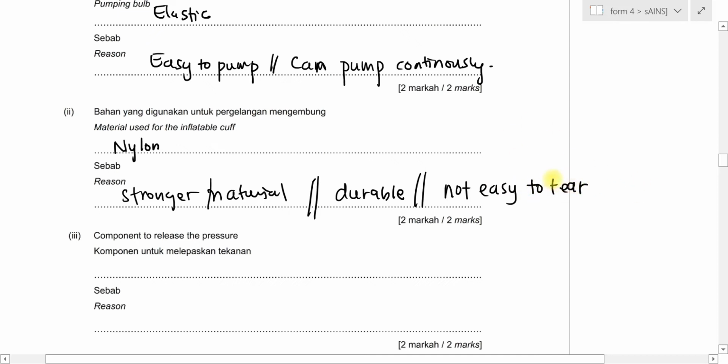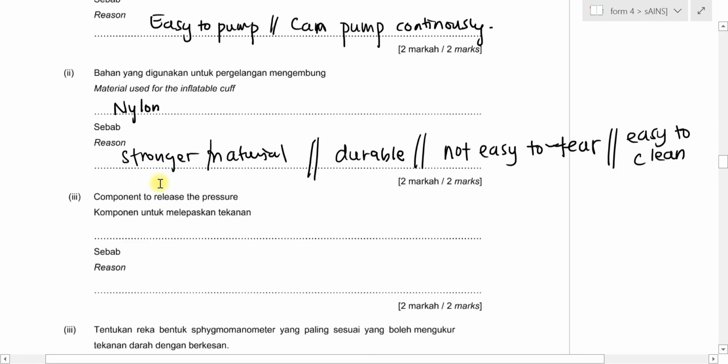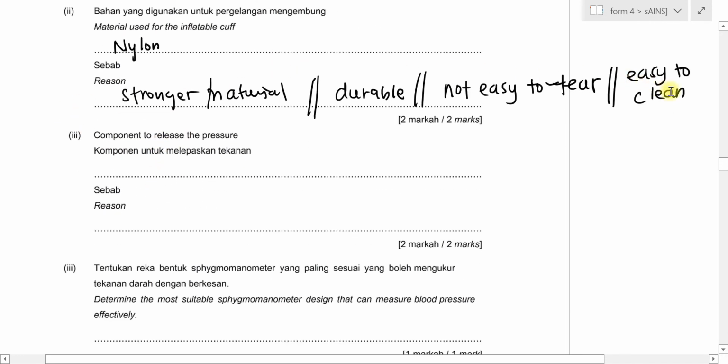If it is cotton, it is very hard. Once it gets dirty, it cannot be cleaned easily. Nylon is not so sticky, you can just remove the dirt easily. But cotton will absorb. So nylon is easy to clean. Anything logical we accept. Not necessarily related to the topic. Anything logical is acceptable.